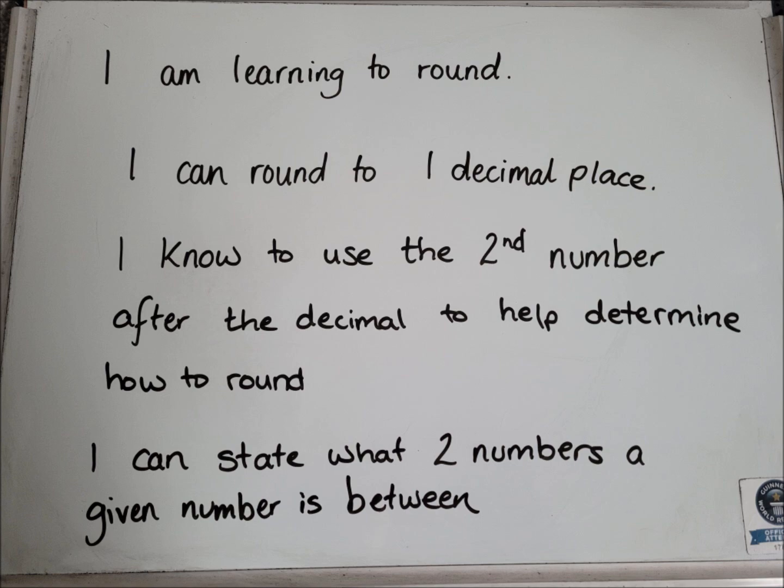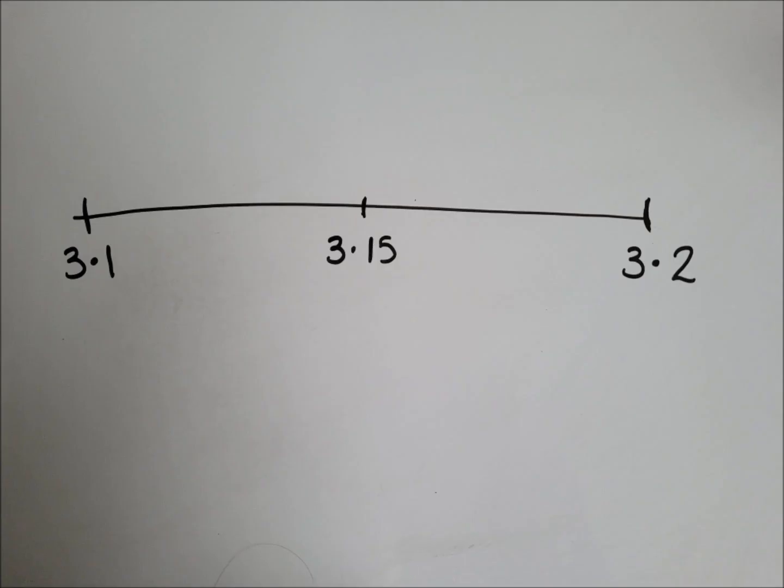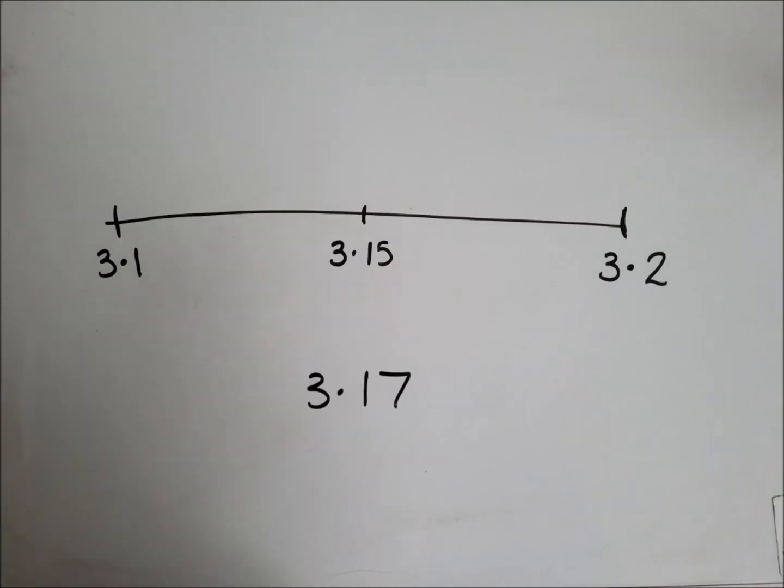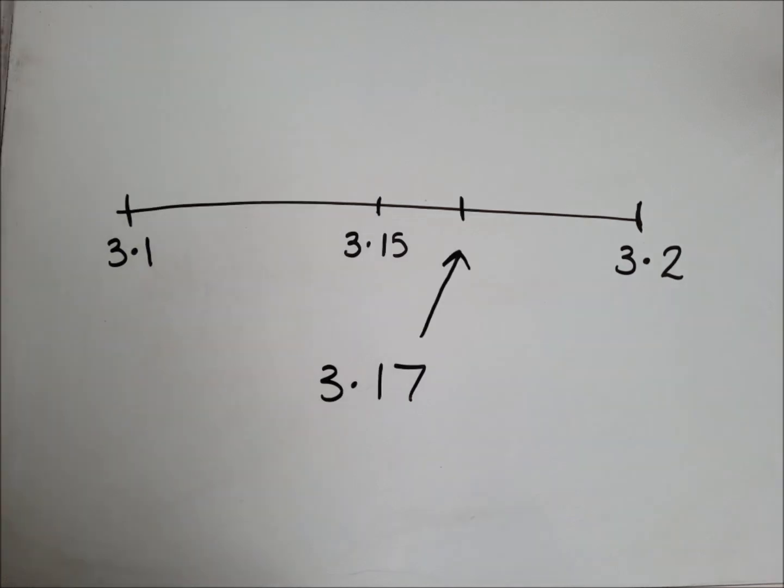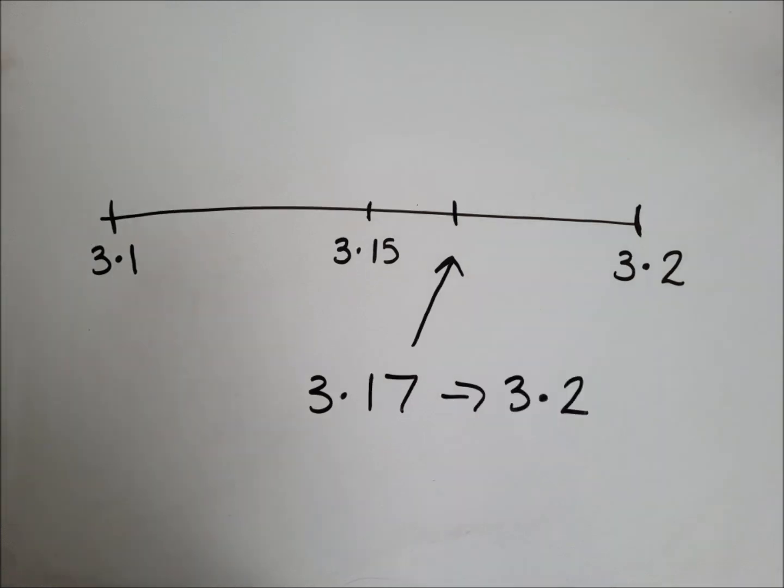So I have a number line here. At one end of the number line I have got 3.1 and at the other end I've got 3.2. So right in the middle we would have 3.15. If I had the number 3.17 and I needed to work out, is 3.17 closer to 3.1 or 3.2? First of all, where is it on the number line? Well, it would come after the 3.15, so it would roughly lie where I've pointed to there on the number line. So therefore, it is closer to 3.2.